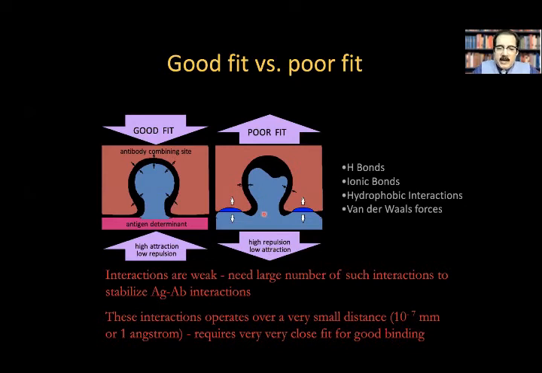And the reason why you need an excellent fit is because the interactions that hold the antigen-antibody complex together are actually very weak interactions, including hydrogen bonds, ionic bonds, hydrophobic interactions, and van der Waals forces. So what that means is these interactions operate over a very small distance. And so you need to have a lot of these together in order to hold it tight. It's like Velcro. Having one of them is not good enough. When you have many of them, it's almost impossible to pull them apart. It's the same thing with antibodies.